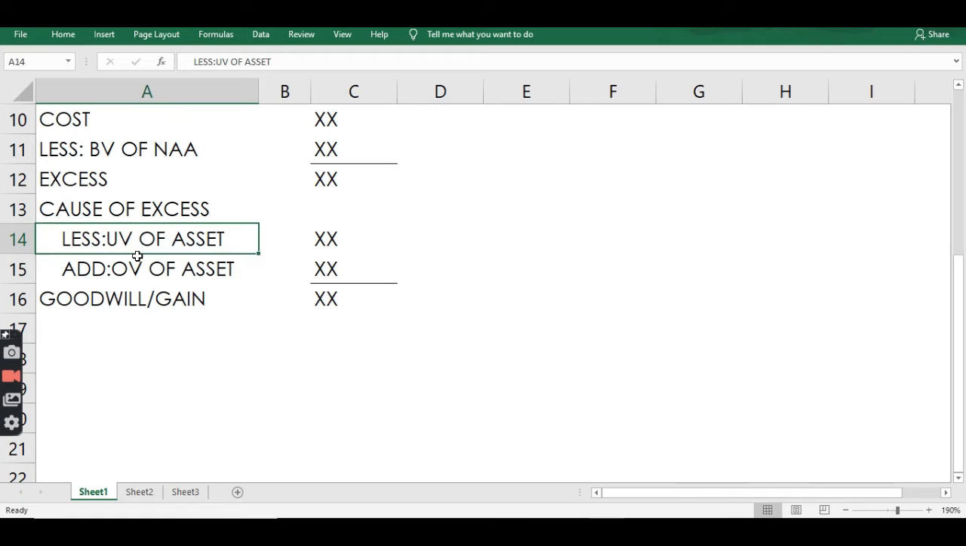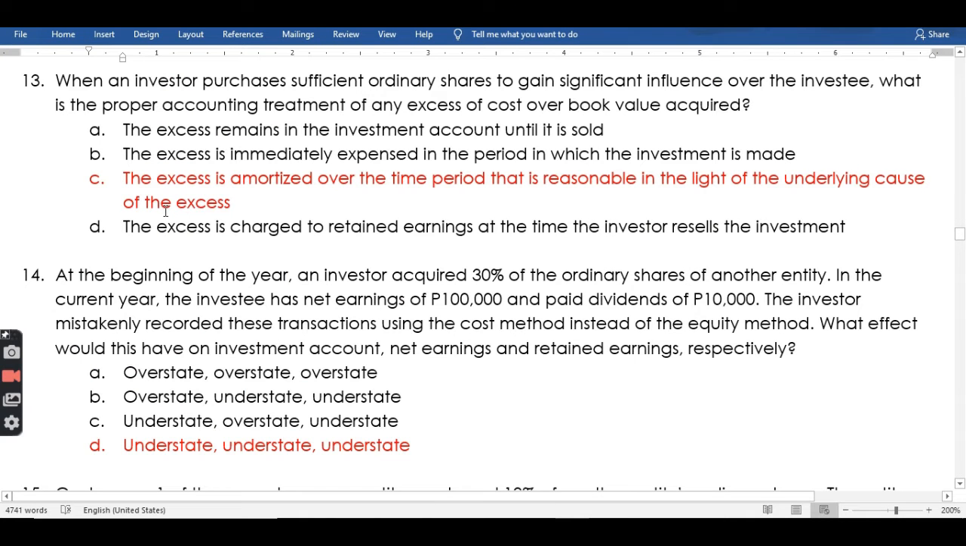So ngayon, considering these items na pinrovide ko, kapag liability naman ang pinag-uusapan, yung undervaluation of your liability will now be added. Tapos yung overvaluation naman ng liability will now be deducted. Okay, so yun lang yung kailangan mong tandaan dyan. So medyo ito lang yung computation talaga na kailangan nating i-consider. Okay, so yan yun. Sige, so anyway, ano ang gagawin natin dito sa number 13? Okay, so sinabi, the excess remains in the investment account until it is sold. This is wrong. The excess is immediately expensed in the period in which the investment is made.